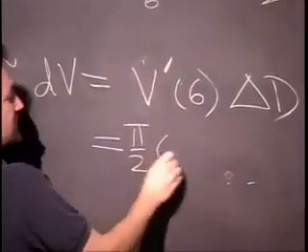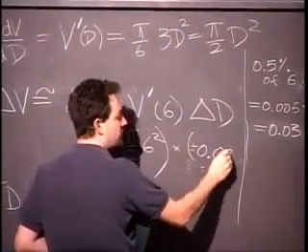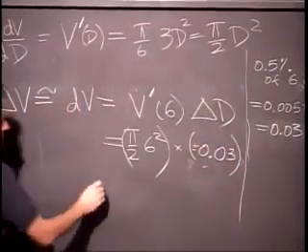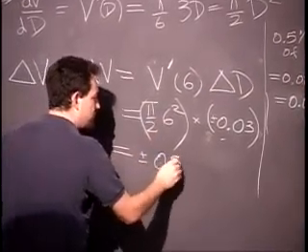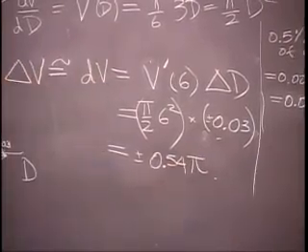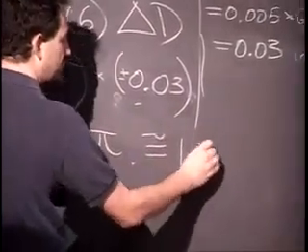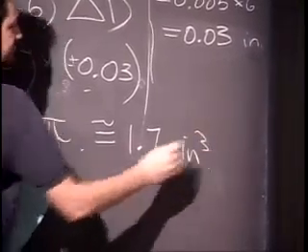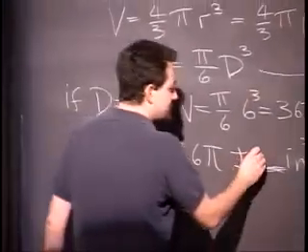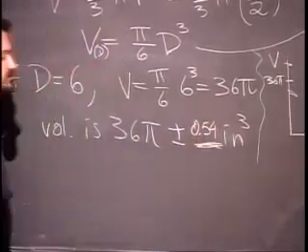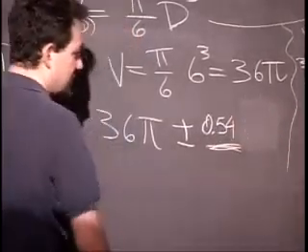But in any case, in this formula here, I can take V prime of 6 as pi over 2 times 6 squared. And I can take delta D as plus or minus, if you like, 0.03. And I will get as an answer, it turns out this is 36 over 2, so it's plus or minus 0.54 pi. That's the actual answer. And I computed this on a calculator, don't tell anyone, as about 1.7 cubic inches. So if I come over here, what I have shown is that the error is about 0.54 inches cubed. No, 0.54 pi, please. Got to have a pi there.